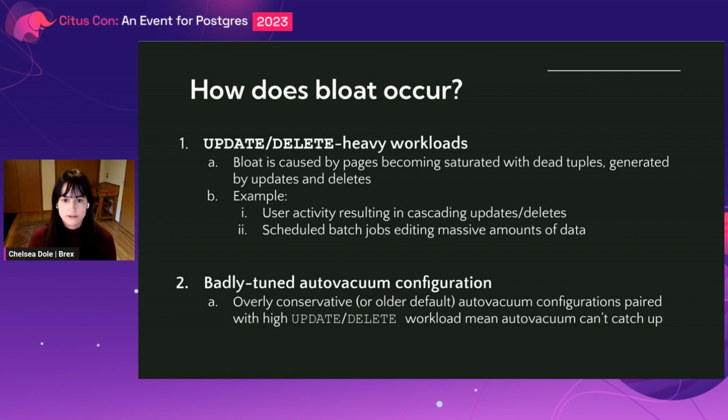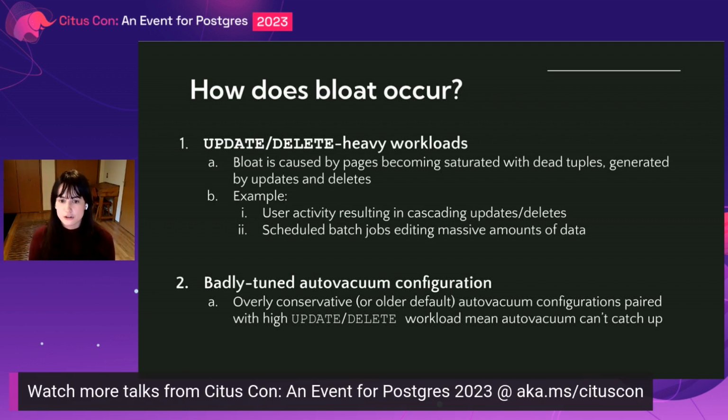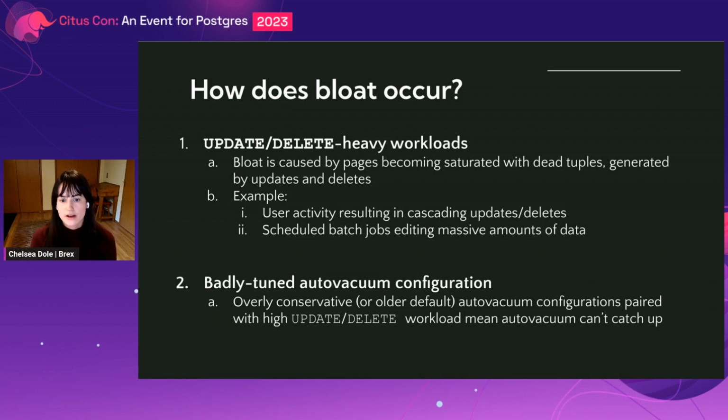Bloat basically occurs due to 2 things in tandem with each other. First of all, having update and delete heavy workloads. So bloat is caused by these pages being saturated with dead tuples. For example, user activity could cascade into lots of updates and deletes, or scheduled batch jobs might edit massive amounts of data at once. And secondarily, along with this first one, is badly tuned autovacuum configuration. Overly conservative or older default autovac configurations on older versions of Postgres, paired with this pattern, is what leads to bloat.